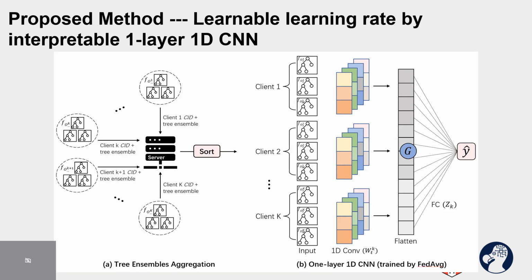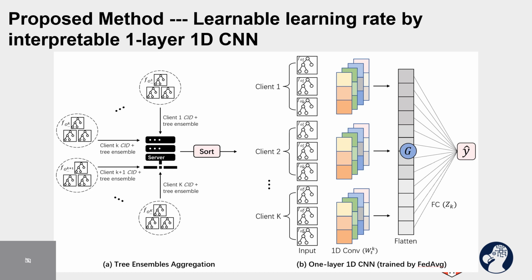Here is our full pipeline. Each client first trains its local XGBoost tree sample. The server then conducts tree sample aggregation and CNN initialization. After receiving the aggregated tree samples, all clients calculate the prediction outcomes given the aggregated tree sample on their local data samples. The calculated prediction outcomes are inputs of the CNN.